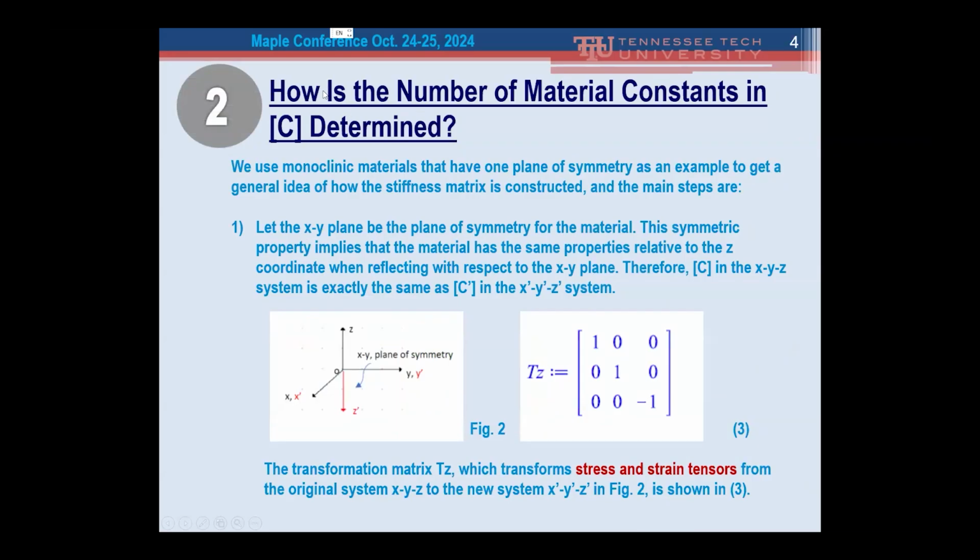So how is the number of material constants in C determined? Because not all materials have 21 material constants. For example, here we use a monoclinic material. A material like ice is a type of monoclinic material. They have a one-plane symmetry. That means if you have a material relative to X, Y, Z coordinates, you have a C matrix. Then relative to X prime, Y prime, and Z prime, you have a C prime. Because of the plane of symmetry, C and C prime should be the same.